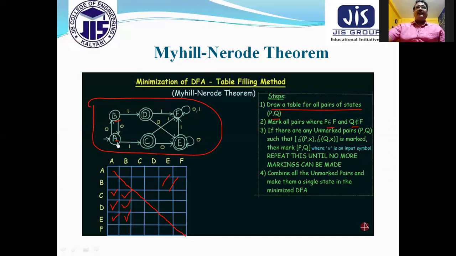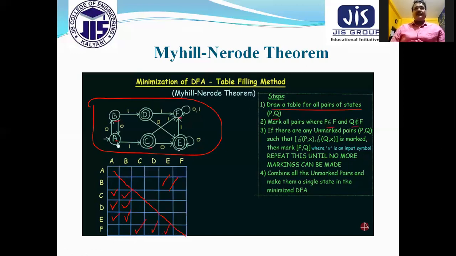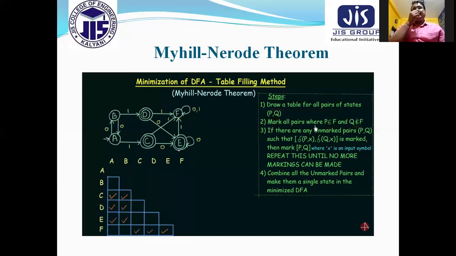Similarly, F and A: not possible, because both are non-final states. F and B: not possible, because both are non-final states. F and C: possible, because F is non-final and C is final. F and D: possible. F and E: possible, because one is non-final and the other is final. If you go in this way, we can get this figure. This figure is possible, the one we have drawn in the earlier case. So this step we have covered.